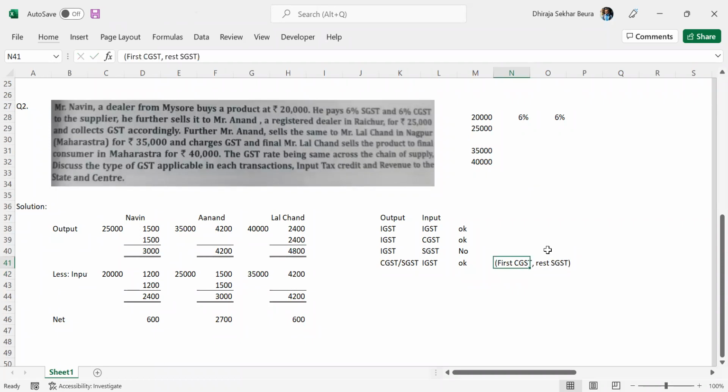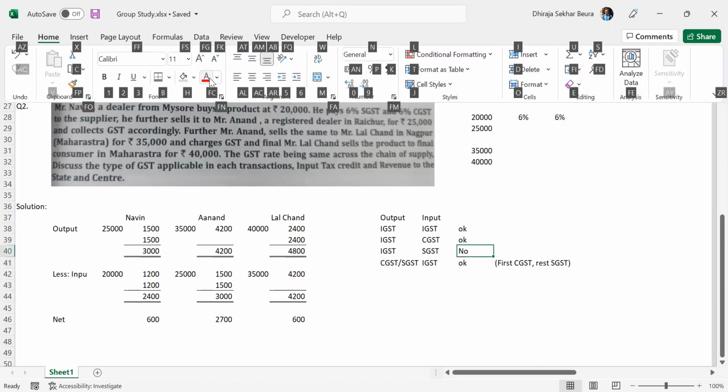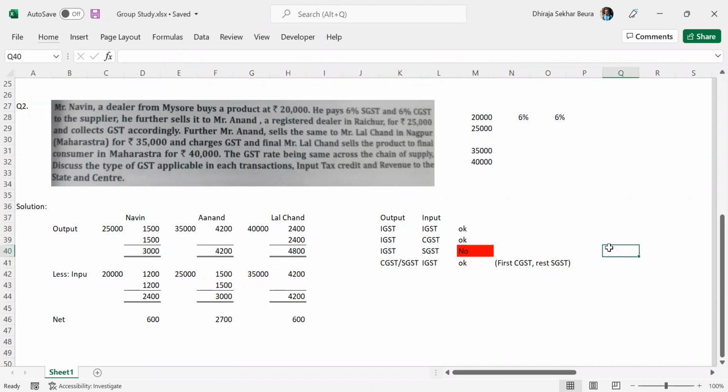So this is the concept that you are referring to, which is a whole different scenario, where you have CGST and SGST as output liability, and you have input as IGST. So the only exception is this one. Basically, if we have excess CGST, I can pay IGST. But if I have excess IGST with me, I cannot pay SGST.